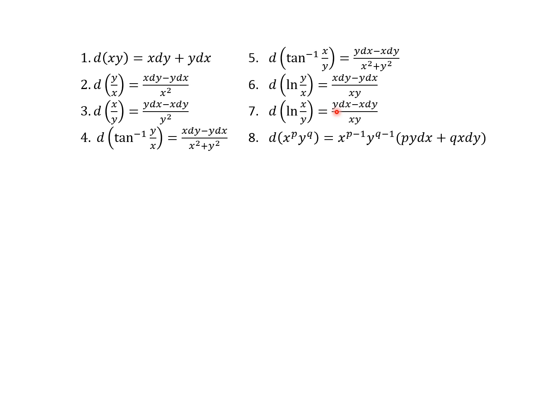And then the last is the derivative of x^p y^q. Notice that p and q are subtracted by 1 and then multiplied by (py dx + qx dy). So it will take you some time to memorize this, in order for you to recognize right away what particular formulas here will fit into problems that you will encounter later.